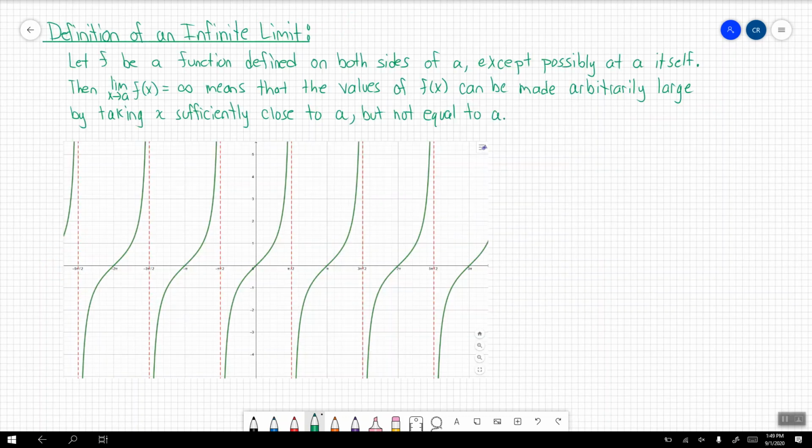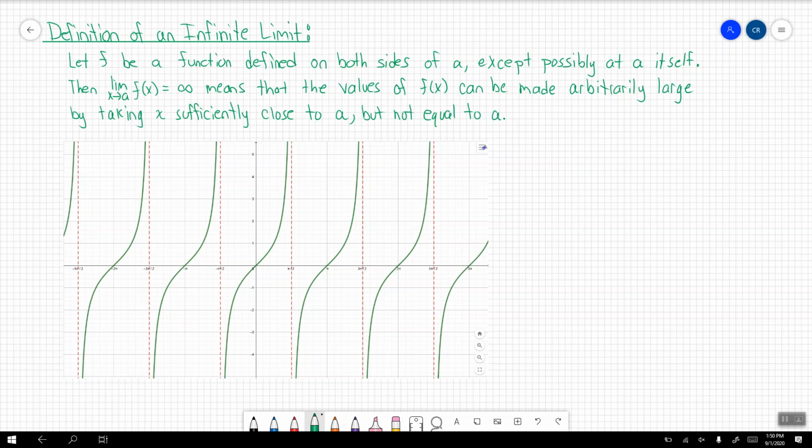All right, so there we go. We're looking at the definition of an infinite limit. It says: let f be a function defined on both sides of a, except possibly at a itself. Then the limit as x approaches a of f of x is equal to infinity. This means that the values of f of x can be made arbitrarily large by taking x sufficiently close to a but not equal to a. So what does this mean for us? Well, this is what we're going to start analyzing.